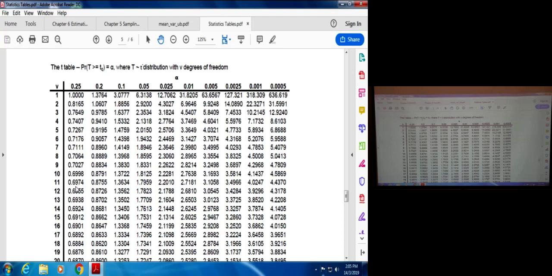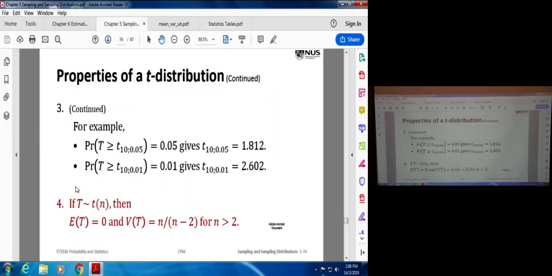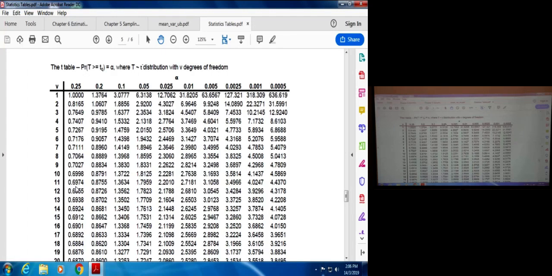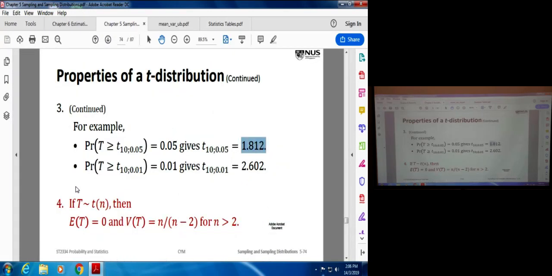So for instance, if you look at the notes, the first one is correct, luckily. Say the degrees of freedom is 10 and alpha is 0.05. What is the value of t? Well, you can get it from the table. I go to 0.05, and this value here is precisely 1.8125, which is the value on the t-axis such that the probability that you're bigger or equal to 1.8125 is equal to 0.05. That's what he's got, 1.812.